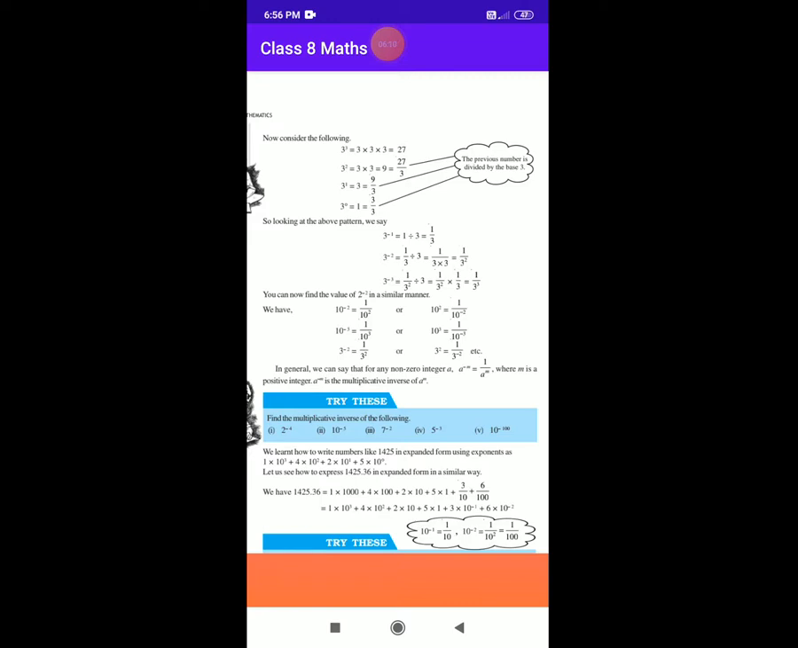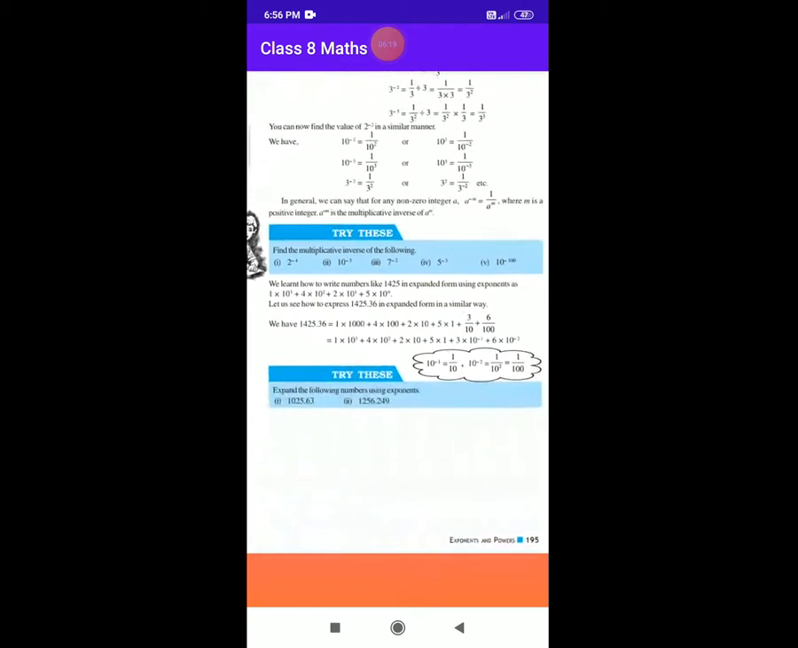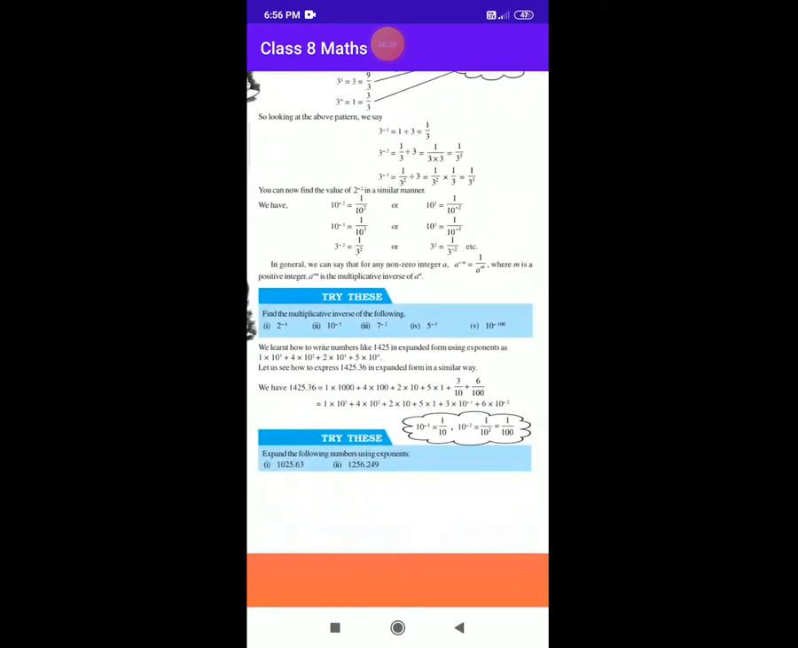So remember this, 10 raised to minus 1 means 1 by 10. 10 raised to minus 2 means 1 by 10 square, which is equal to 1 by 100. Now once again try this on your screen. Expand the following numbers using exponents: 1025.633 and 1256.249.